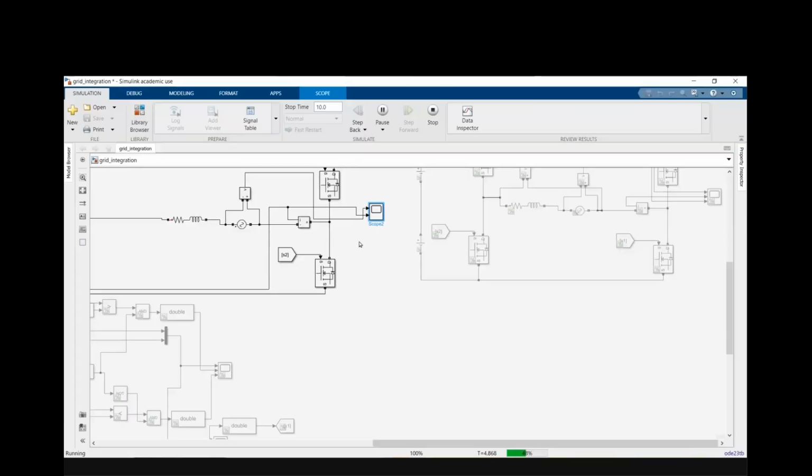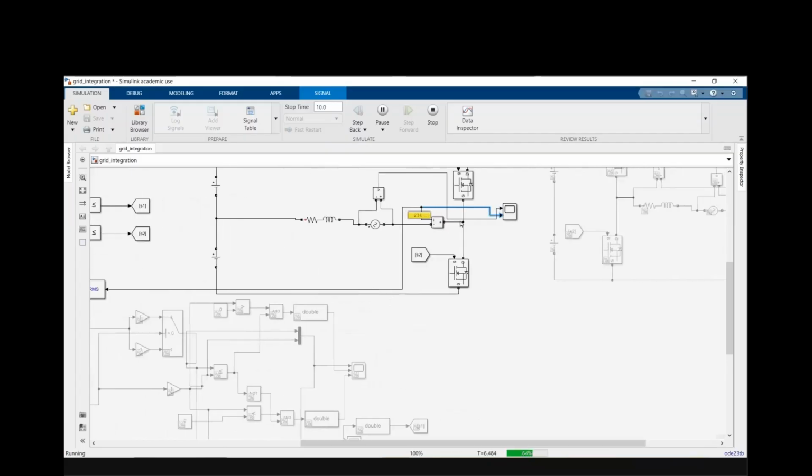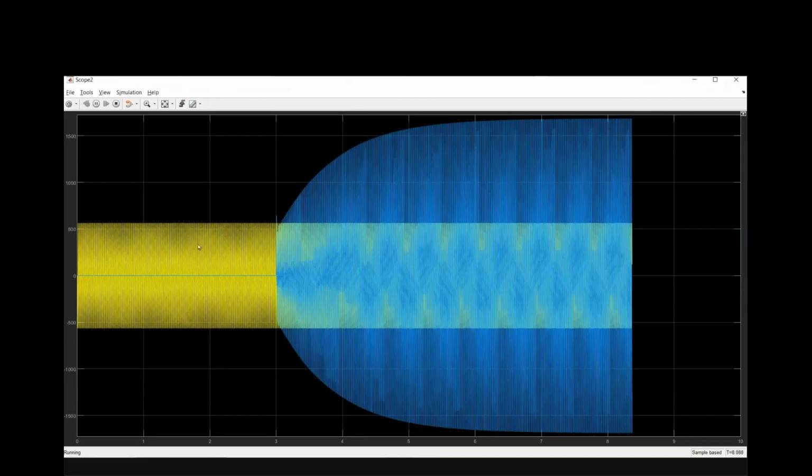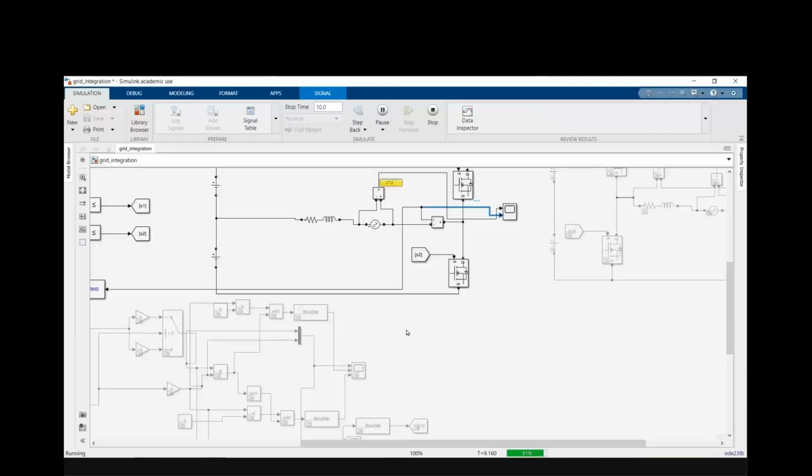See, this is my call. If you see this, if you track this now, the first one is your voltage, the second one is your current. That means yellow color is your voltage, blue color is your current. So this is how you get the thing.